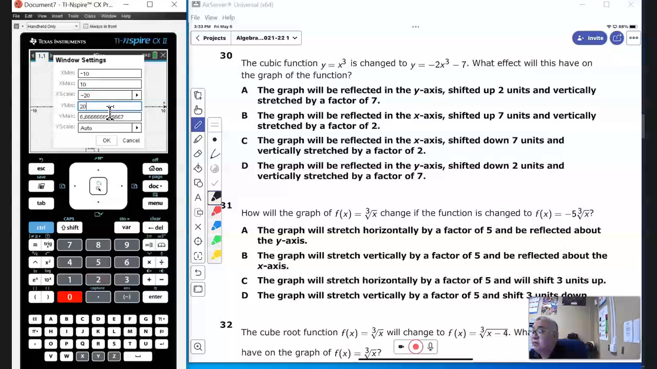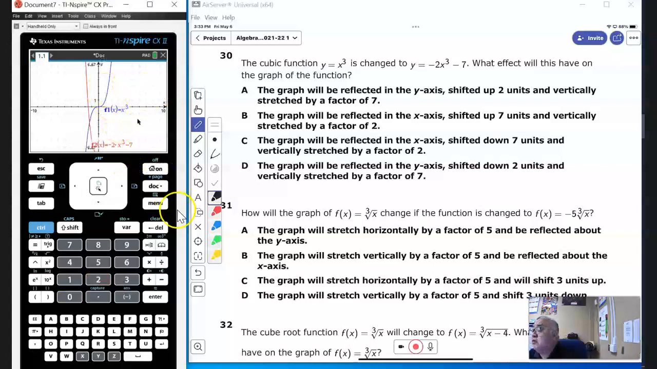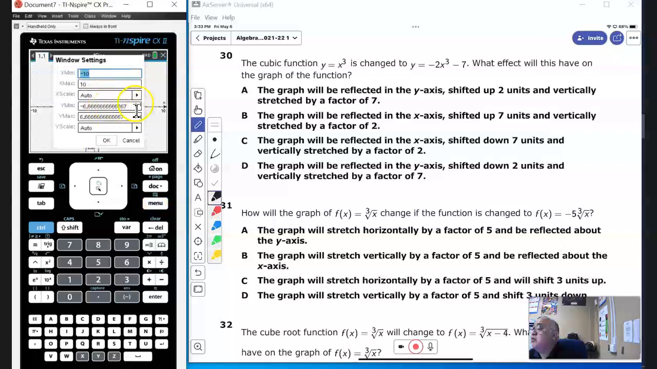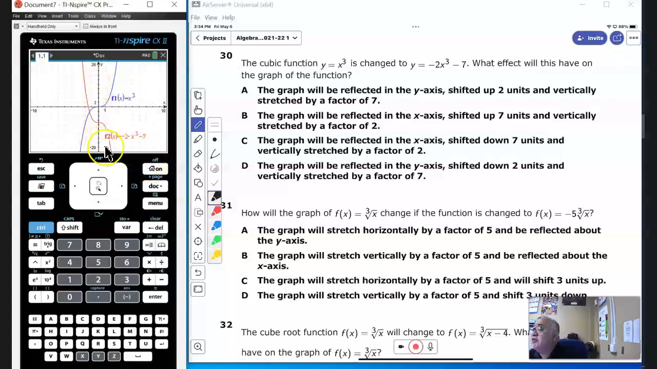And then I'll say 20. So once again, I'm going to adjust the menu, adjust the window. I'm going to say negative 20, and then I'll say plus 20. And you notice the graph does reflect and it does vertically shift. So we're looking for reflection over the x-axis, shift it down, and then vertical stretch at C.